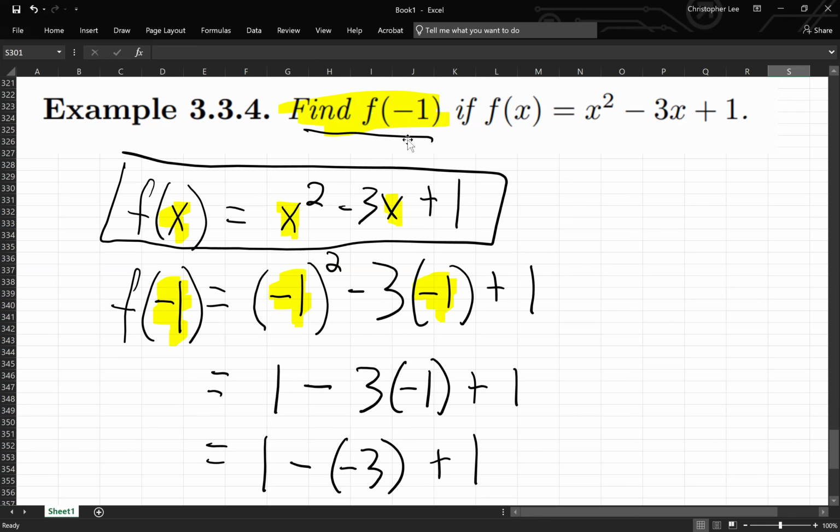It always has to be f of x. It could change. It could be g of x. It could be h of x. It's just the idea, right? That's the name, and then the value that's in the parentheses, that's what you're plugging into the function. They'll always give you the info. So f of negative 1, then x. That negative 1 is what I want to plug into the function.